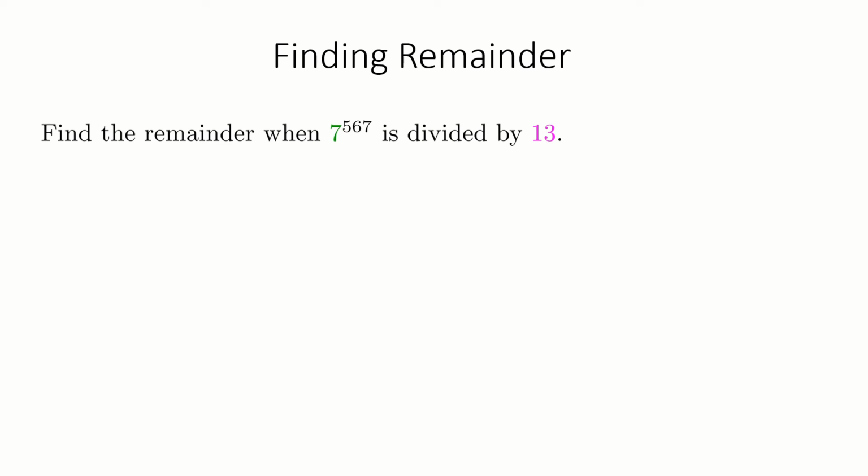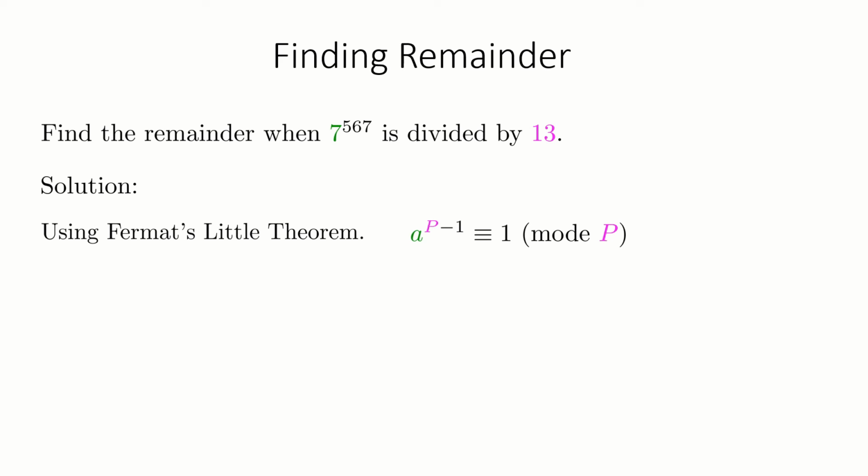Let us look at one application of Fermat's theorem in finding the remainder when a number with a very high exponent is divided by a prime number. I'll find the remainder using Fermat's theorem when 7 raised to the power 567 is divided by 13. We have already seen Fermat's theorem. It is a raised to the power p minus 1 is congruent to 1 modulo p. Since 13 is not divisible by 7, substituting 13 for p and 7 for a, we have 7 raised to the power 12 congruent to 1 modulo 13.